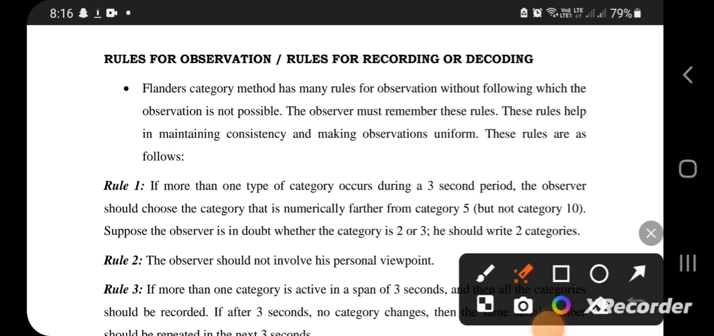Rules for observation. Rules for recording or decoding. The Flanders category method has many rules for observation, without following which the observation is not possible. The observer must remember these rules. These rules help in maintaining consistency and making observations uniform. These rules are as follows.